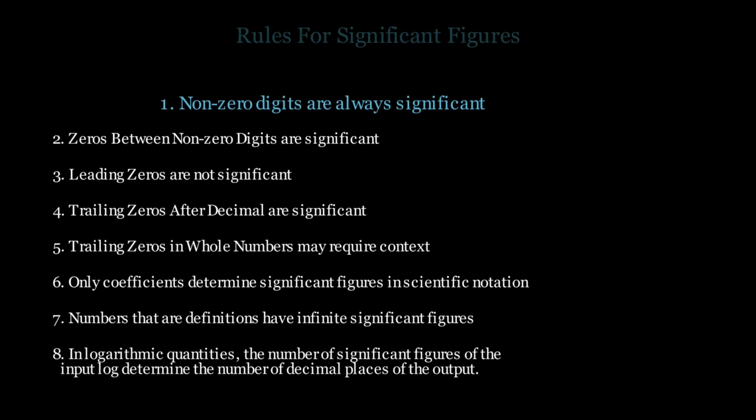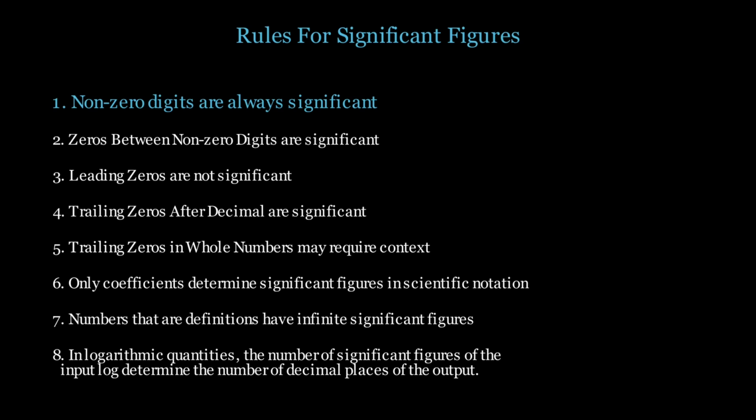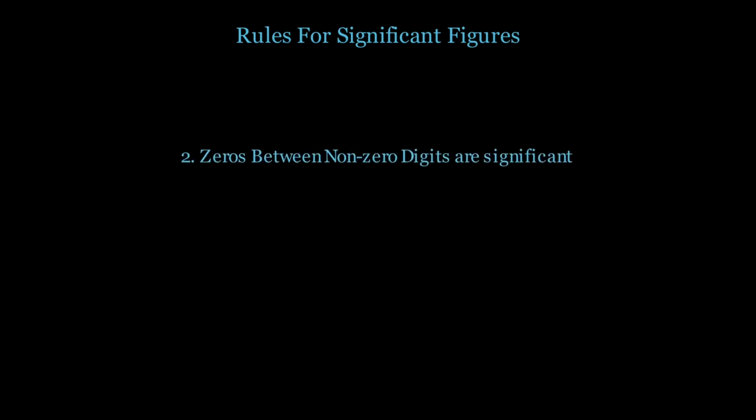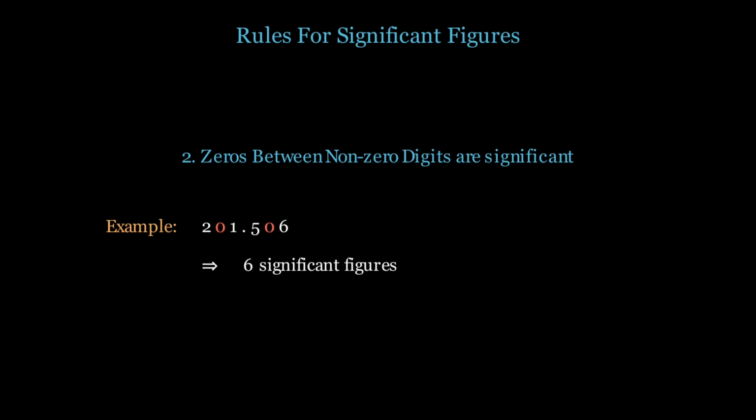Now, the second rule states that the zeros between the non-zero digits are also significant. Let's take 201.506 as an example with a certain unit. So here you can see that all the zeros are sandwiched between non-zero digits. Thus, we have 6 significant figures in this case.